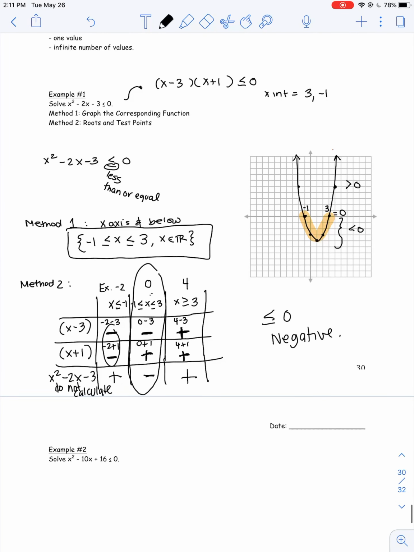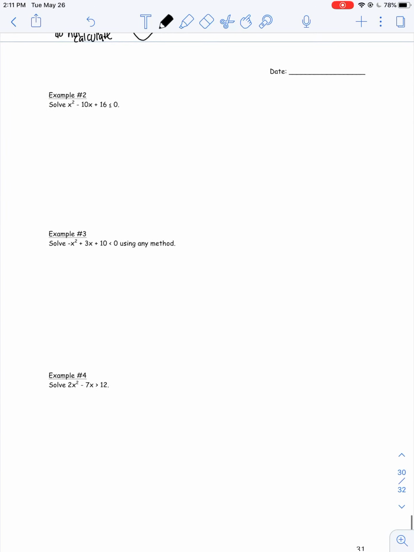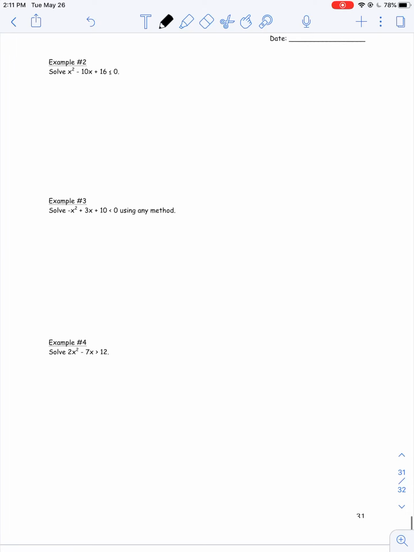So those are just two different methods. You can choose which one you prefer, but method 2 is really helpful if you didn't have a graphing calculator, which is common in calculus. As you go into university in calculus, you don't have a graphing calculator allowed for many of the items. So this would be a method that is very highly used because it doesn't require big calculations.